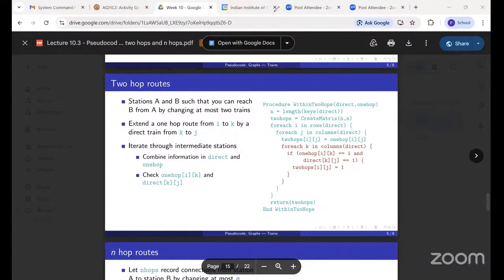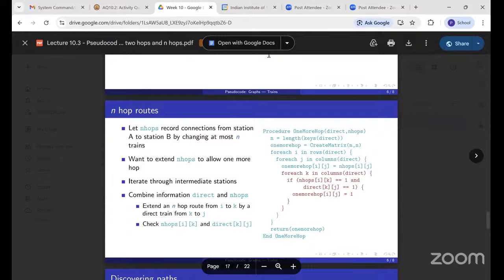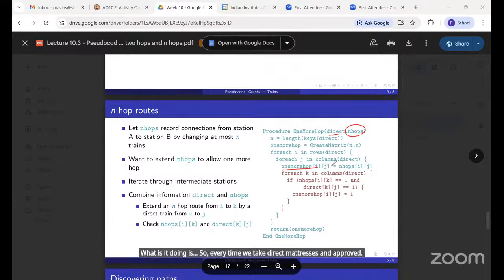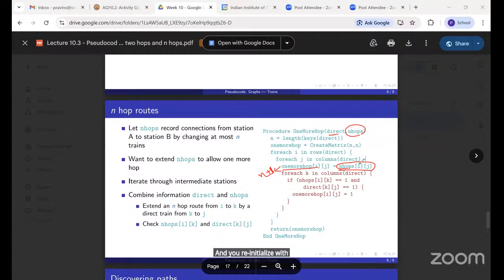Then finally, it is n-hop routes, which I won't be explaining. Okay. Finally, it's n-hop routes. What it is doing is, every time we take direct matrices and n-hop routes, you take one more hop, which is nothing but the n-hops. Okay, this is the n-hops. This is nothing but the n plus 1 hops. And you re-initialize with n-hop matrices, which is n-hops.